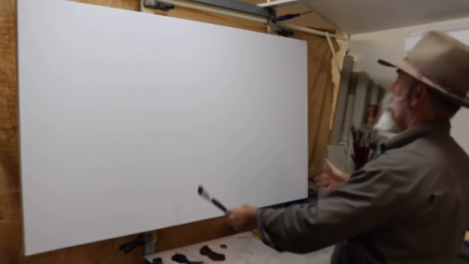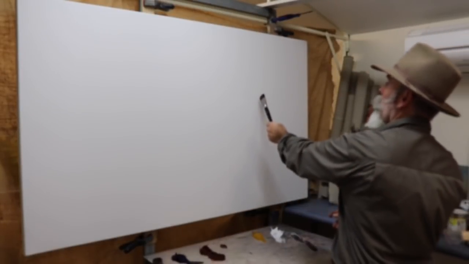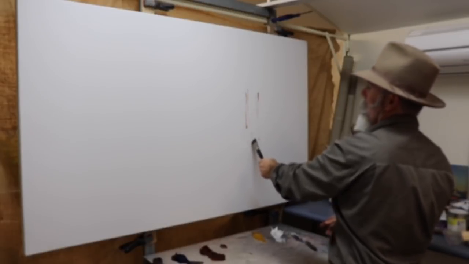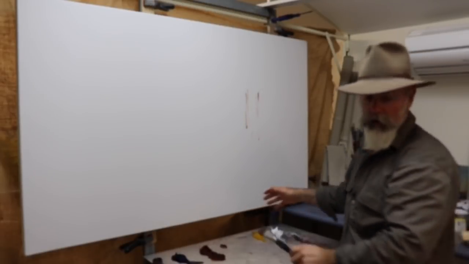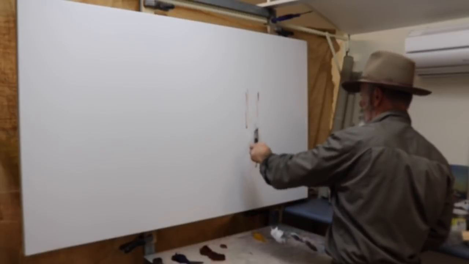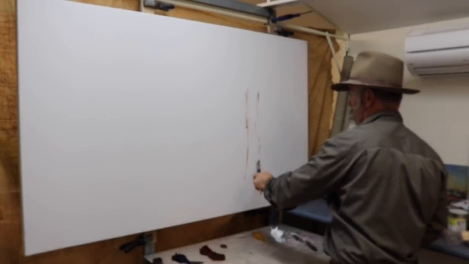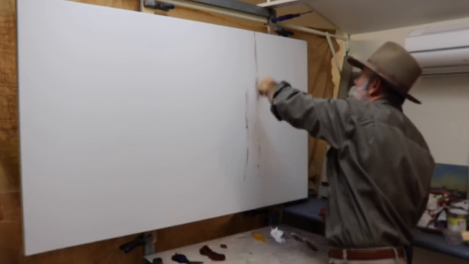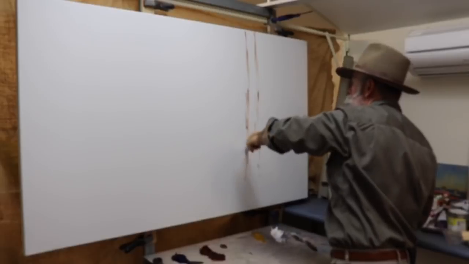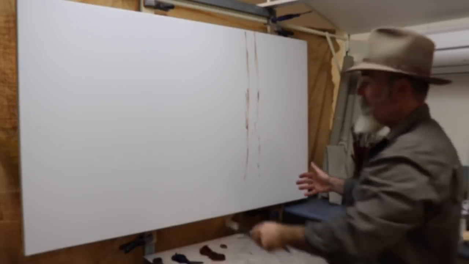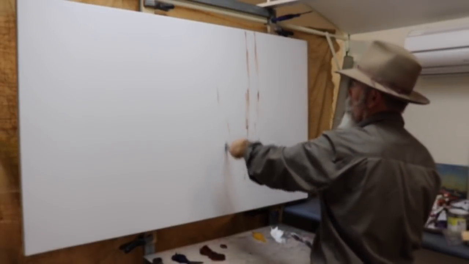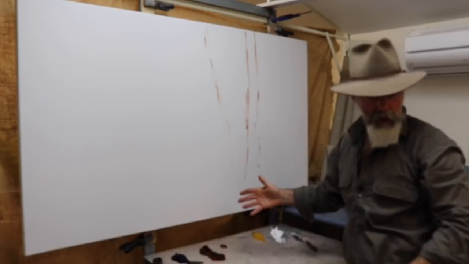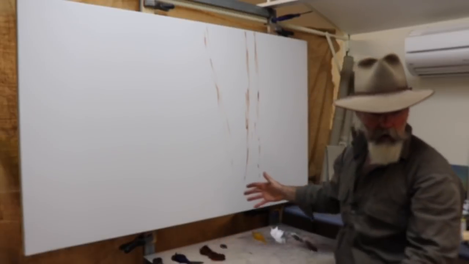Now I'm going to work out where I want my major things to be. So I'll just put a few lines in like so. Just feeling the landscape, feeling the subject. I've got to have some major stuff there.